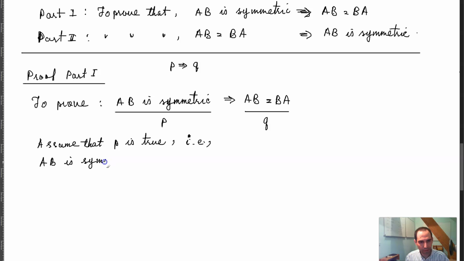AB is actually symmetric. That is the assumption that I make. When I say that AB is symmetric, by definition, when a matrix is symmetric, the transpose of the matrix is equal to the matrix itself, meaning that you can write AB whole transpose is equal to AB, right? AB whole transpose is equal to AB. And this is the assumption that I make. And using this assumption, I want to prove that basically AB is actually equal to BA.